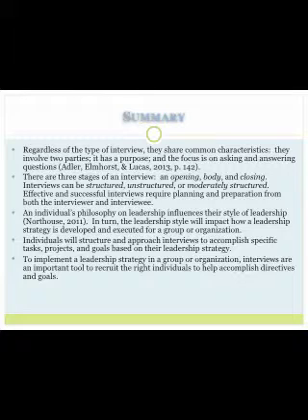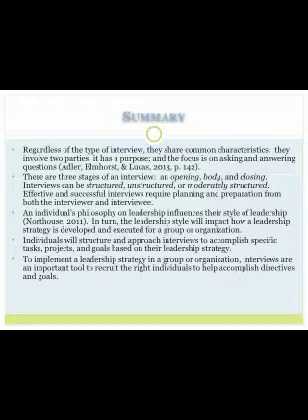Regardless of the interview type, they share common characteristics. They involve 2 parties, it has a purpose, and the focus is on asking and answering questions. There are 3 stages of an interview: an opening, body, and closing. Interviews can be structured, unstructured, or moderately structured. Effective and successful interviews require planning and preparation from both the interviewer and interviewee.